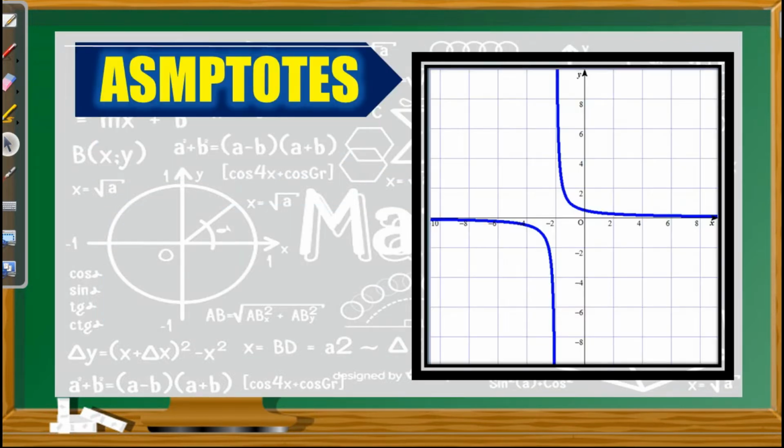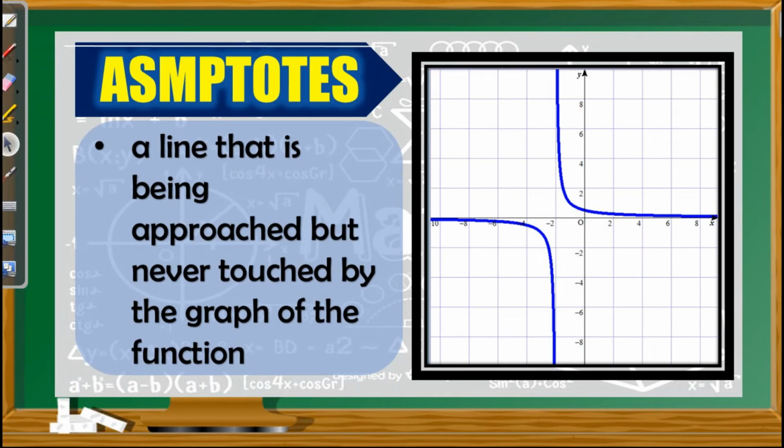First, how do we define asymptote? An asymptote is a line that is being approached but never touched by the graph of the function. In this case, looking at these two graphs of our given function, these two are approaching the vertical line that is here at point negative 2. And this one is what we call the vertical asymptote. And then the other asymptote based on this graph is this horizontal line, y equals 0. Therefore, we call this the horizontal asymptote.